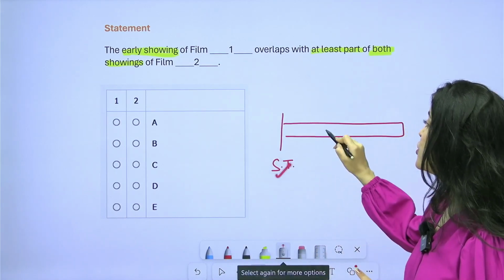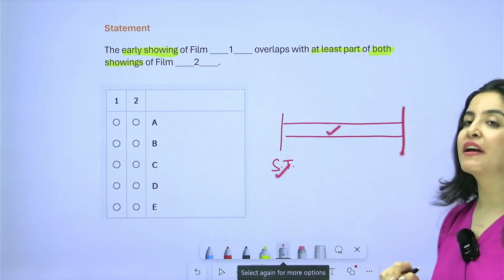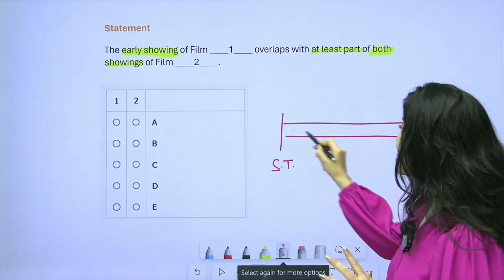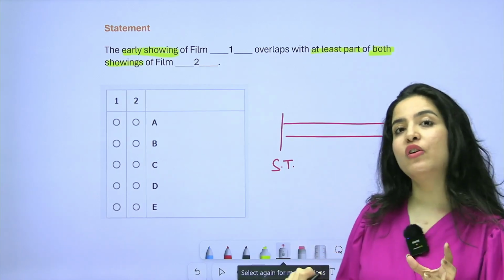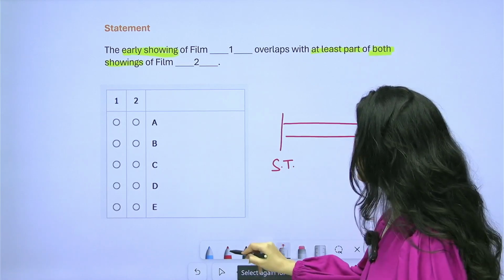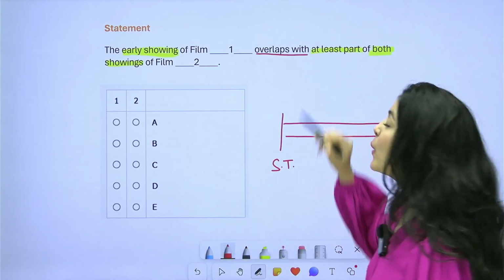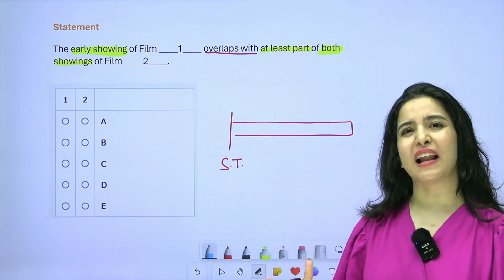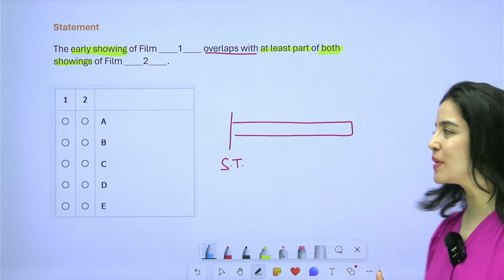Start time given, duration given, which means I can find the end time. We've already talked about this. Now I want this early showing to overlap with something. That's what the question says, overlap with something. Now the second showing, overlap, what does it all mean? I'll try to visualize this.